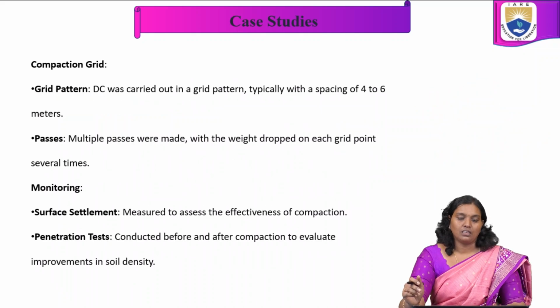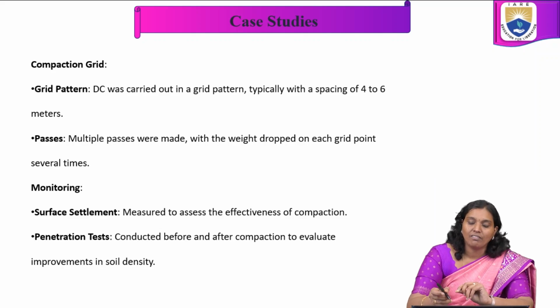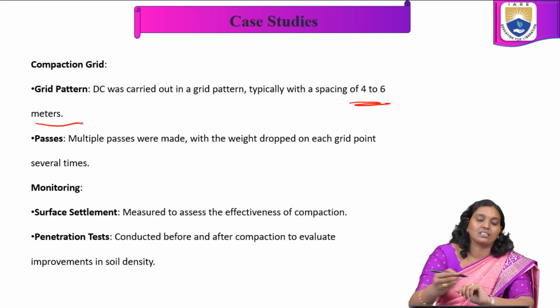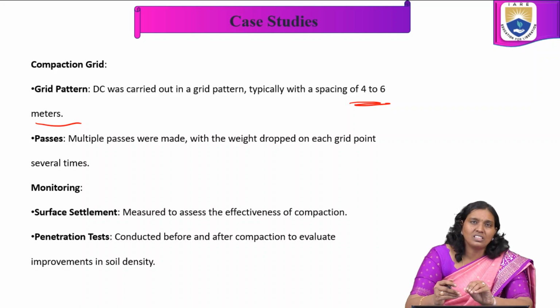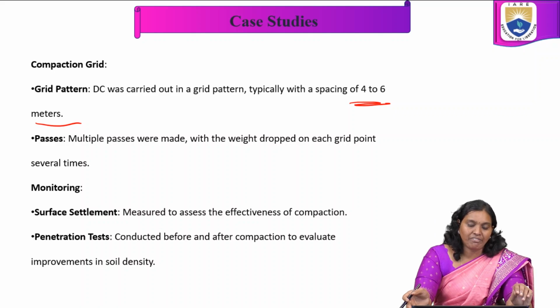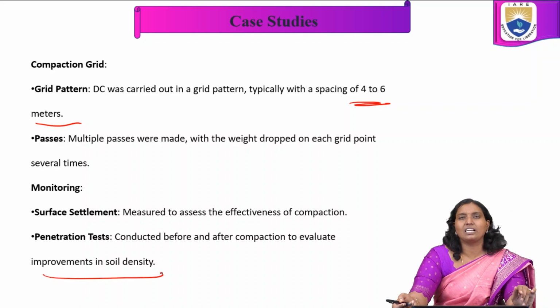So in this dynamic compaction, the compaction was carried out in a grid pattern, typically with a spacing of 4 to 6 meters. Multiple passes were made, with the weight dropped on each grid point several times. Surface settlements were monitored and measured to assess the effectiveness of compaction, and penetration tests were conducted before and after to evaluate the improvements in soil density.